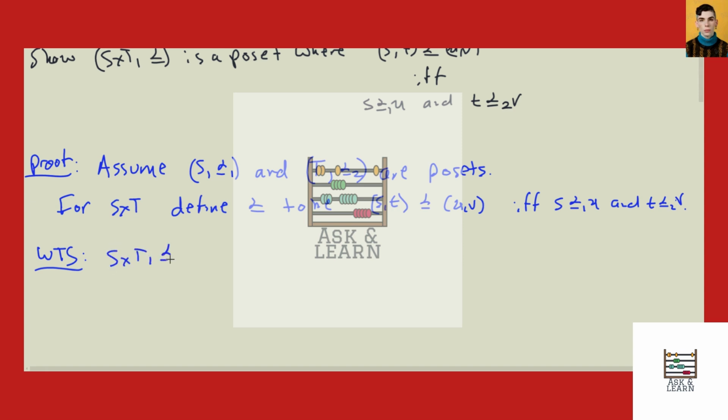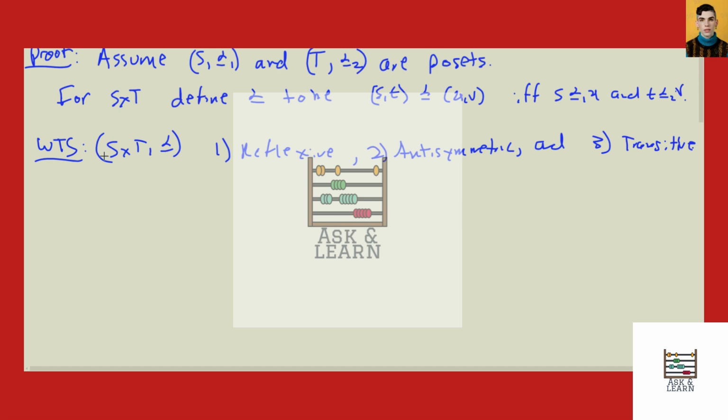S cross T with this ordering is a poset. For something to be a poset, it needs to be 1, reflexive, 2, anti-symmetric, and 3, transitive. All right, so let's go ahead and start with reflexive.